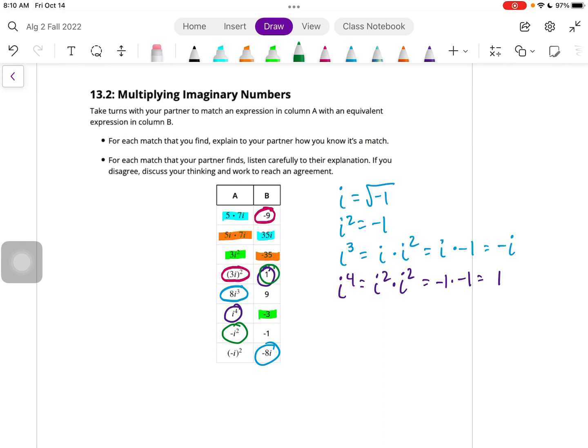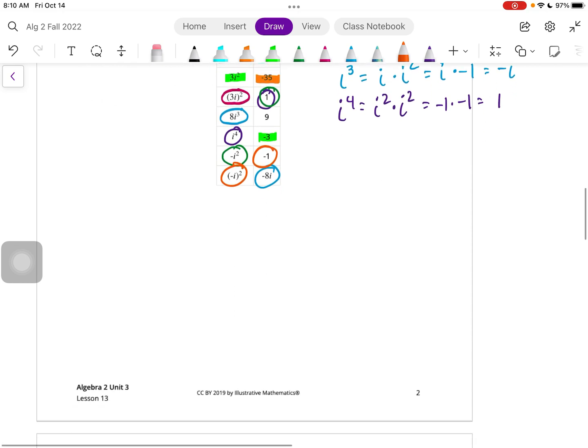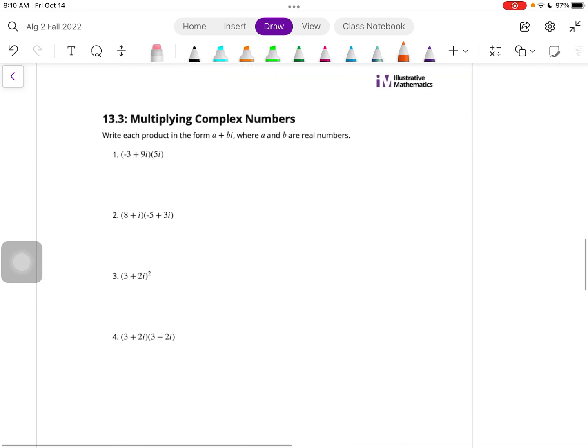So this is also that one. And then we have -i quantity squared. So that's -i times -i, which is +i squared, which is -1. So I'm going to use orange. So the 9 did not get used. And that's okay. It didn't say that each expression in A had to have an expression in B, or each expression in B had to have an expression in A. So, all right, let's take a look at 13.3, multiplying complex numbers.